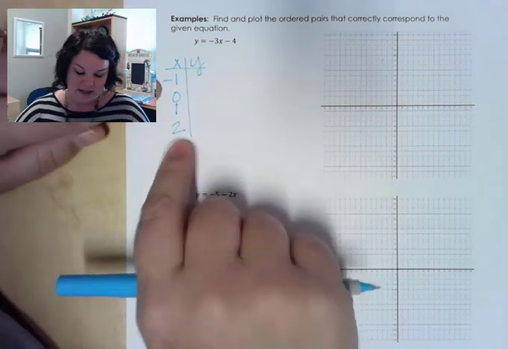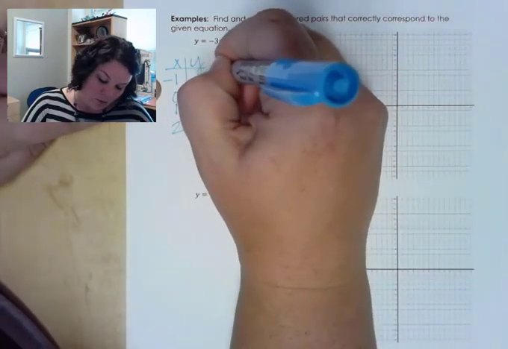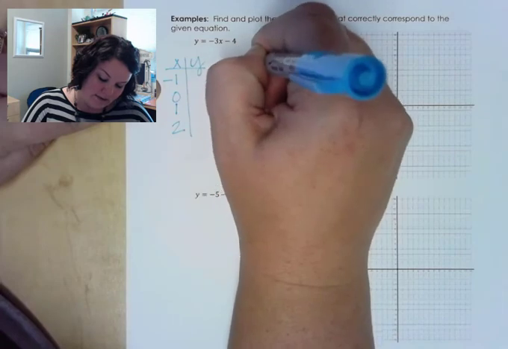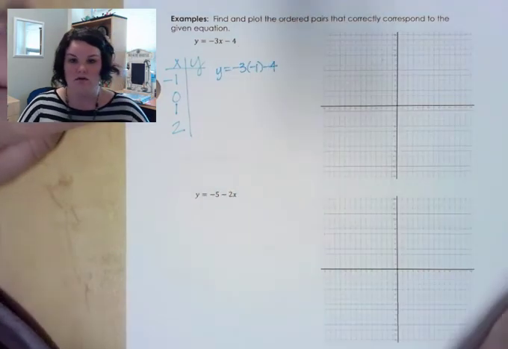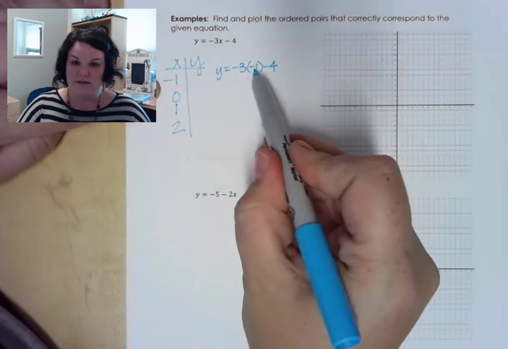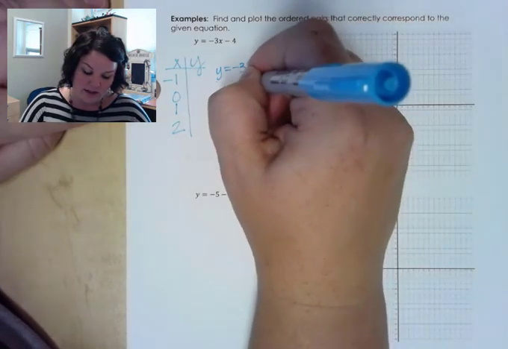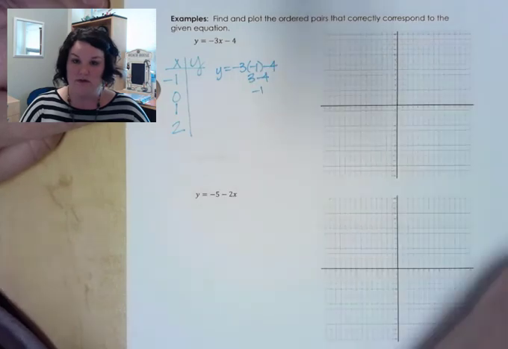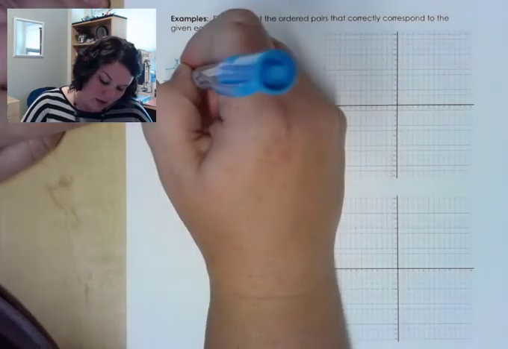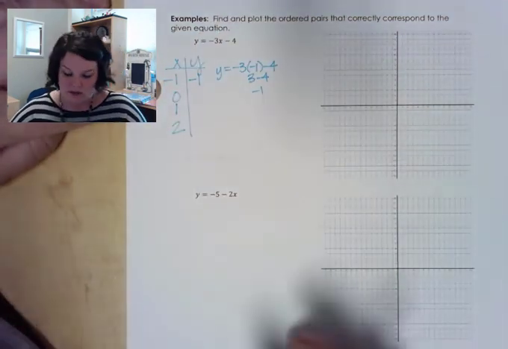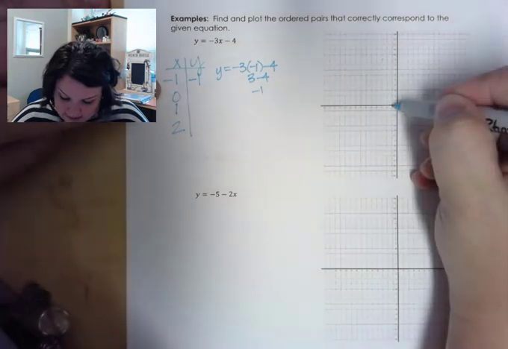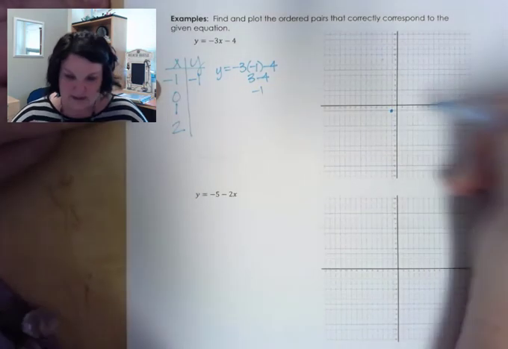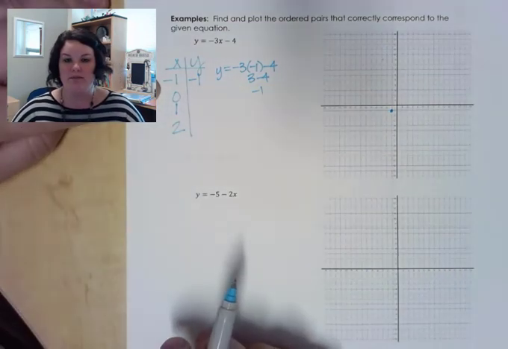Okay, so if I plug in -1, I would get y equals -3 times -1 minus 4, right? So -3 times -1 is +3, minus 4 is going to give me a -1, right? So when I plug in -1, I'm getting -1. So -1, -1 is a point on this line. So I can go ahead and plot that point.